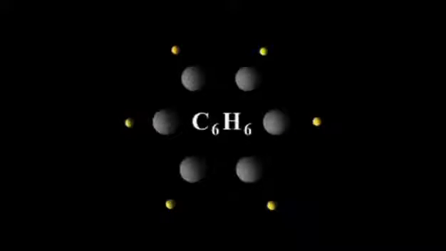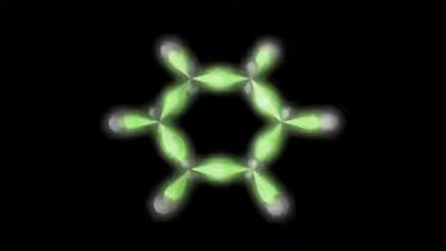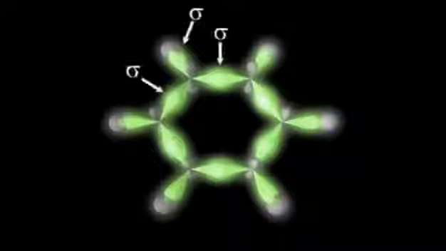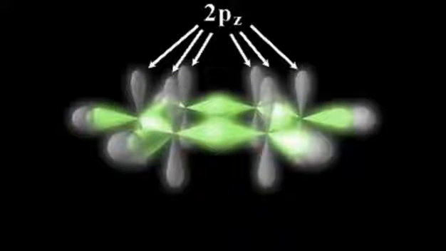Consider the benzene molecule, C6H6. Each carbon atom is sp2 hybridized and forms sigma bonds with two adjacent carbon atoms and another sigma bond with a hydrogen atom. The six 2pz orbitals form pi bonds. Electrons in these orbitals are actually free to move around the entire benzene ring.